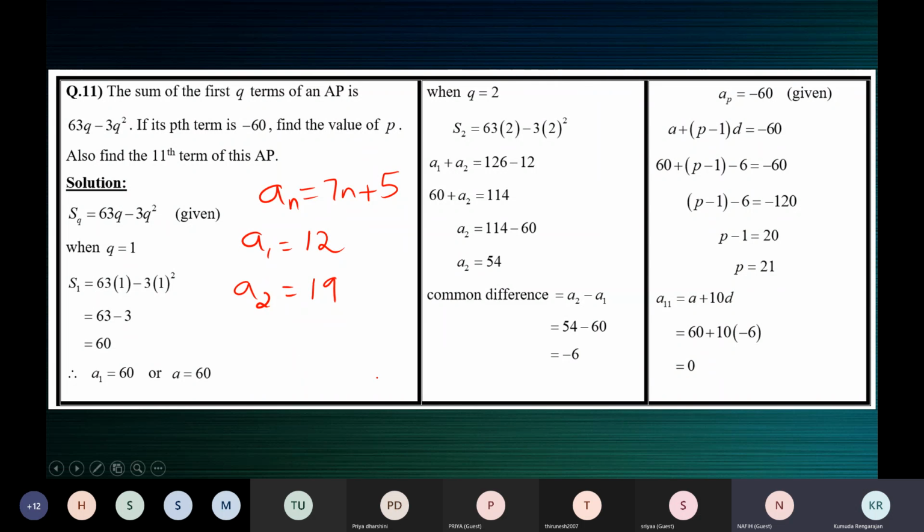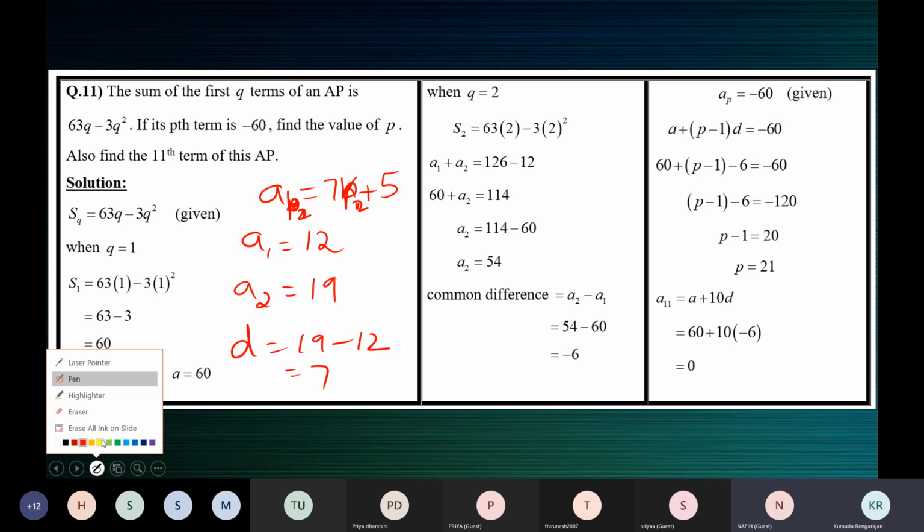So when an is given, in fact if ap is given, it will be 7p plus 5. Instead of p, use 1 and find a1. Instead of p, use 2 and find a2. This is a1, a2, directly the first term, second term. So the common difference will be 19 minus 12, which is 7.